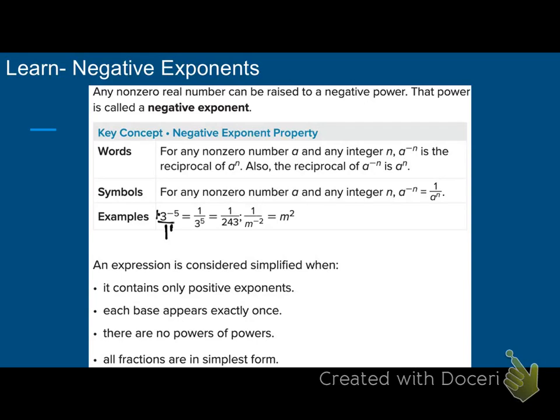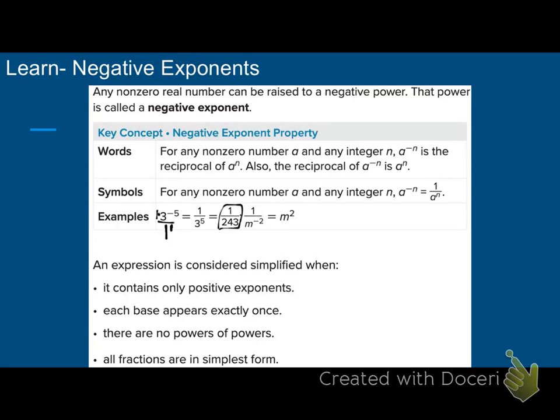So, I get 1 over 3 to the 5th. 3 to the 5th is 243, so I get 1 over 243 as my simplest form answer. We okay with that? Okay. Another example. We get a negative exponent in the denominator now. To make it positive, I need to move it up to the top. What's the top of a fraction called? The numerator. Numerator. Okay.